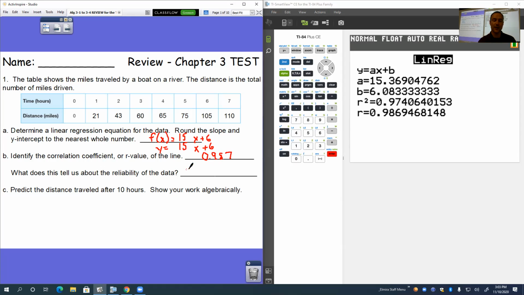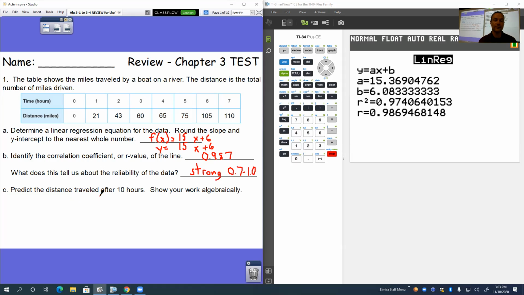What does this tell us about the reliability of the data? It tells us that our data is strong. How do I know that our correlation is strong? It's in between 0.7 and 1.0. Anything that's in between there is considered strong.